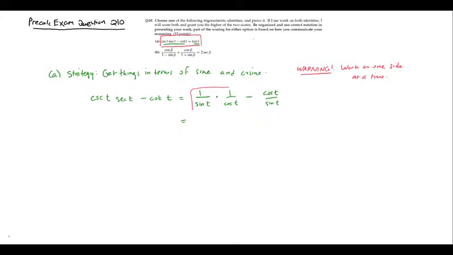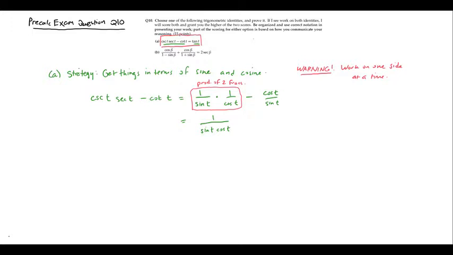I'm doing a lot of annotations that probably you shouldn't do in your solutions, just as a way of illustrating things. That's a product of two fractions. And if I want to multiply two fractions, I just multiply numerators and multiply denominators. Product of the numerators is just 1. The product of the denominators is sine t cosine of t.